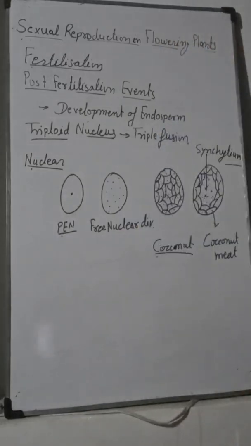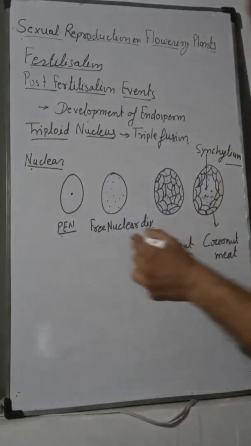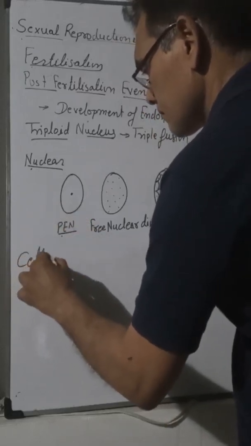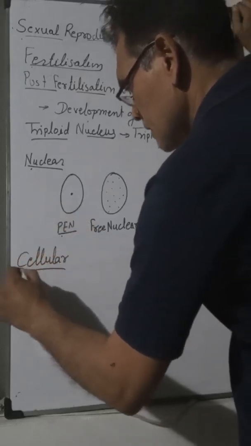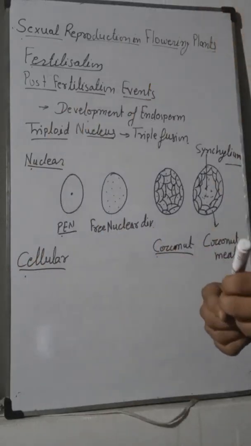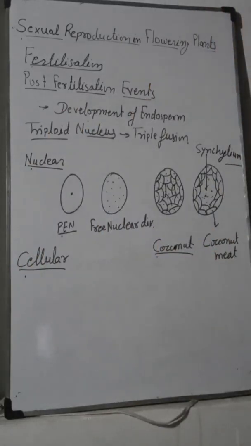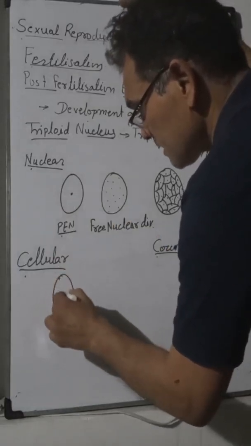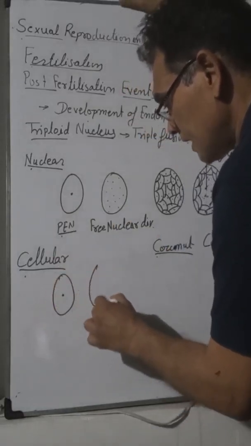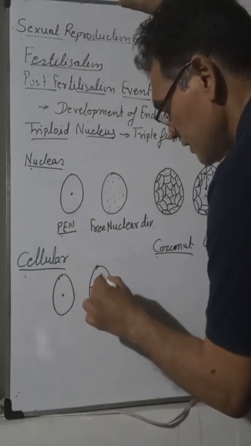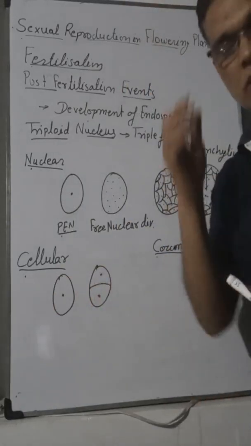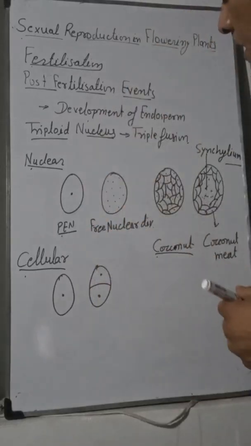So in most angiosperms this nuclear type of endosperm is there. Another type of endosperm is cellular. Inside the cellular endosperm, the primary endosperm nucleus enlarges and divides with the help of transverse division to form two cells. Then again it divides.